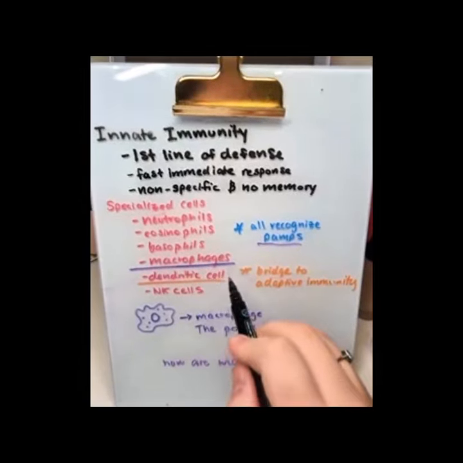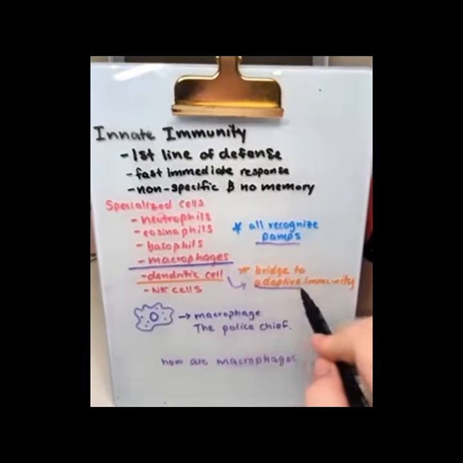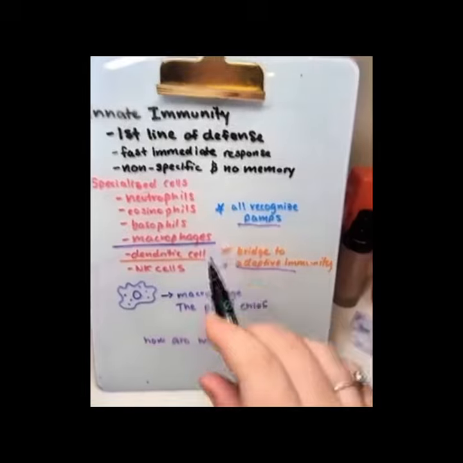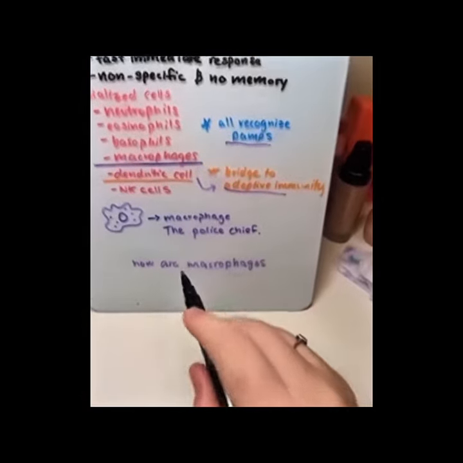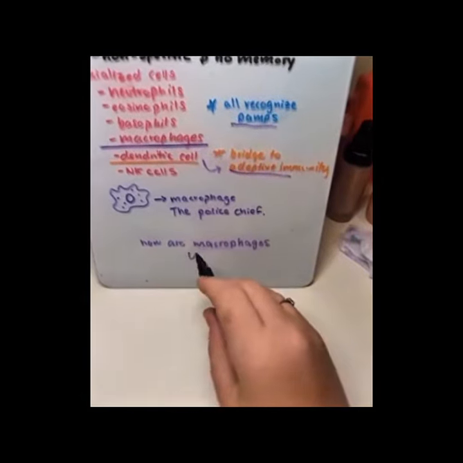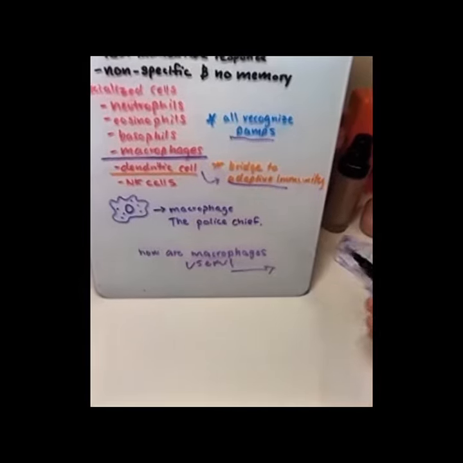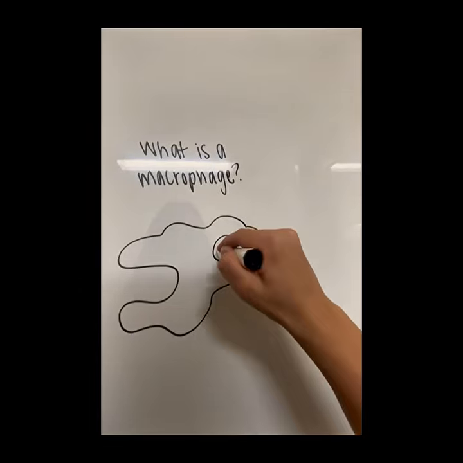You also have dendritic cells, which are a bridge to adaptive immunity. Today we'll be focusing on the macrophages, which are the police chief. Now you might be wondering, how are these macrophages useful? And we will find out. We'll start off with what is a macrophage.